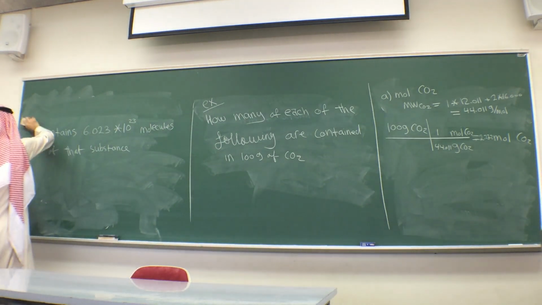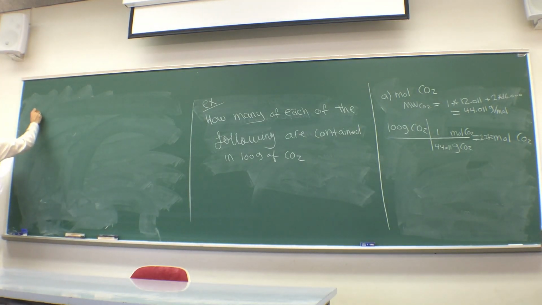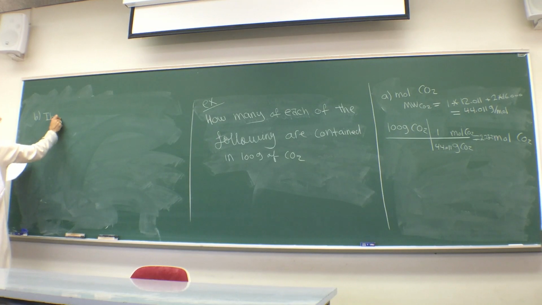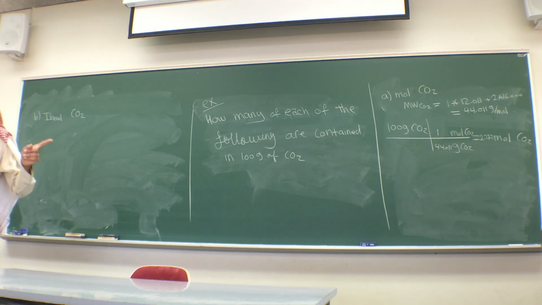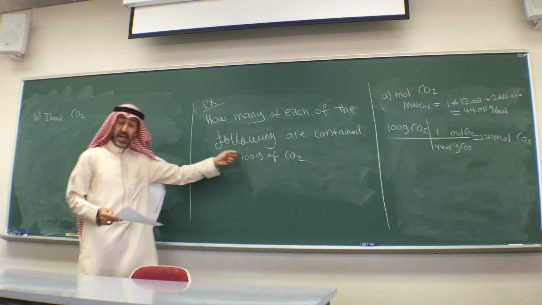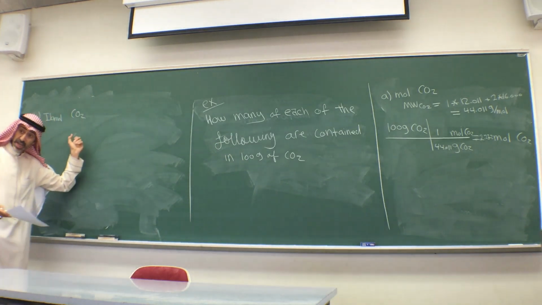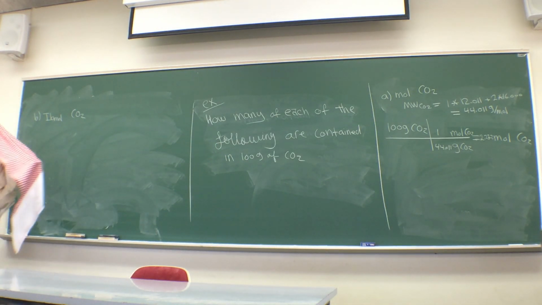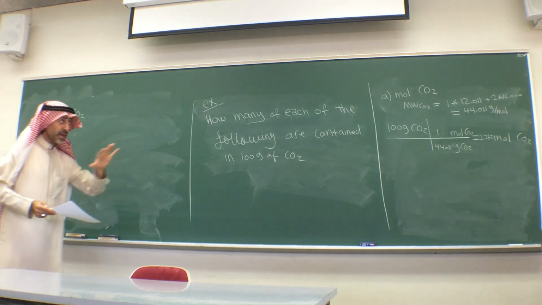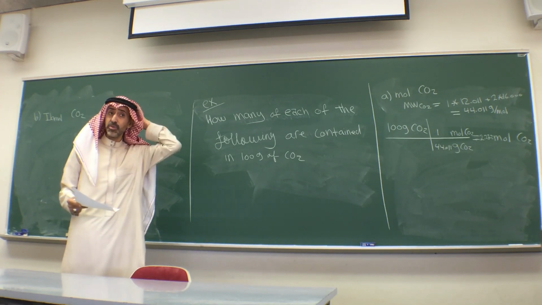Let's see something else. Pound mole CO2. The question: in the 100 gram CO2, how many pound mole? This is mass, and this is mole. This is CGS. This is the American system. So I need to do two things. I need to convert from mass to mole, or from CGS to American system. Which one first?